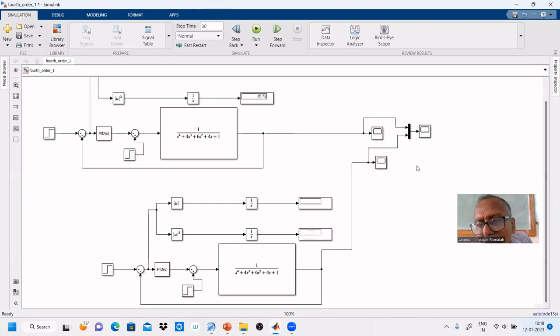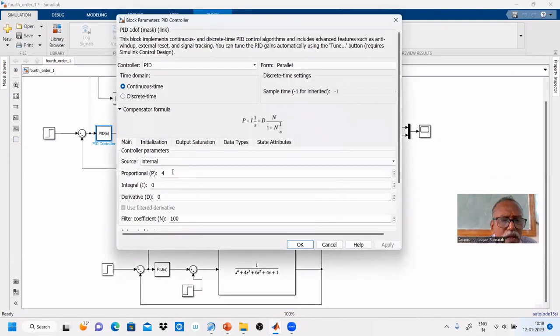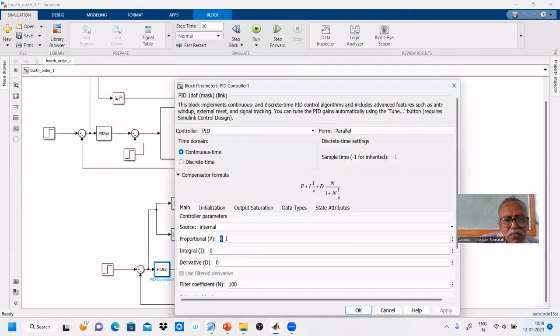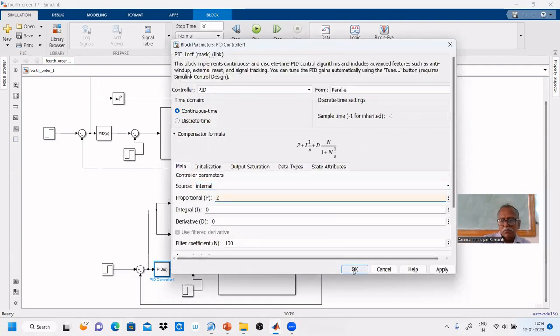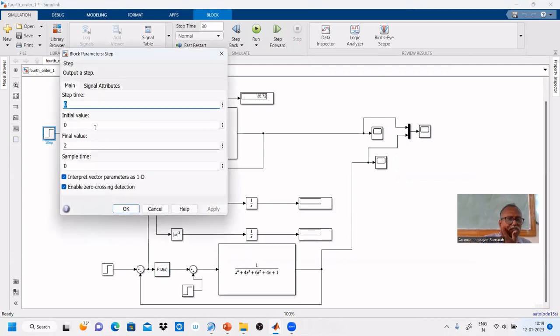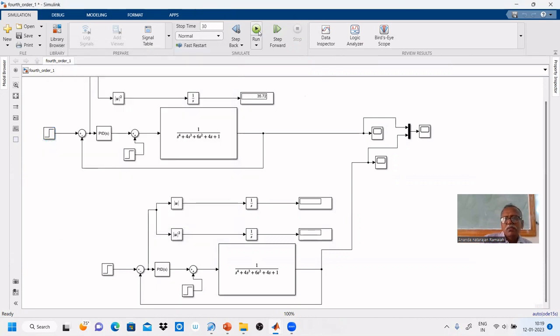So that's all. Now we have to enter the tuning parameter here. 2.33. Okay. Here it is 2. Now we have to simulate and see what the step response is. What we gave: a step change of 2. So let us run.